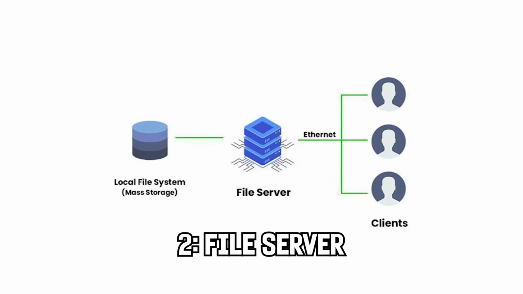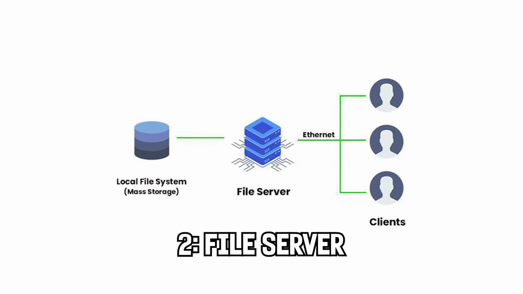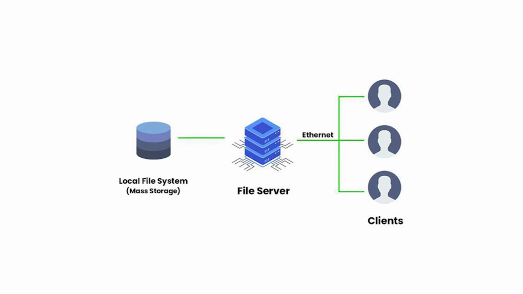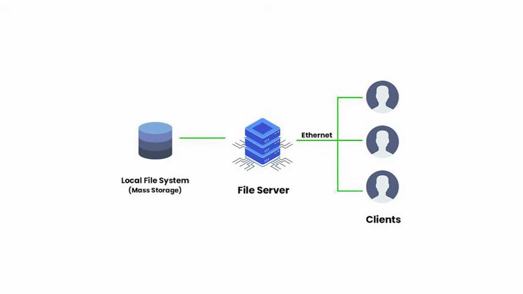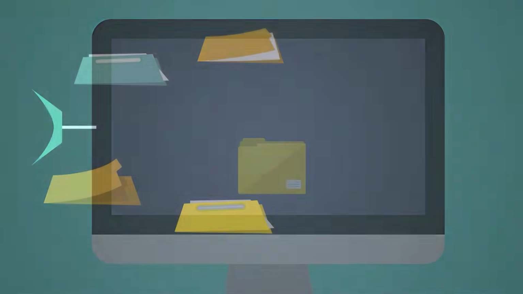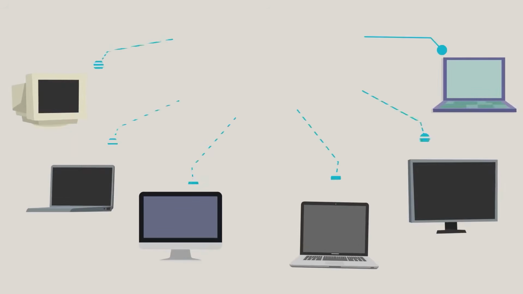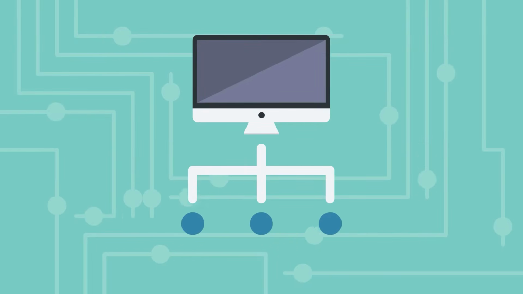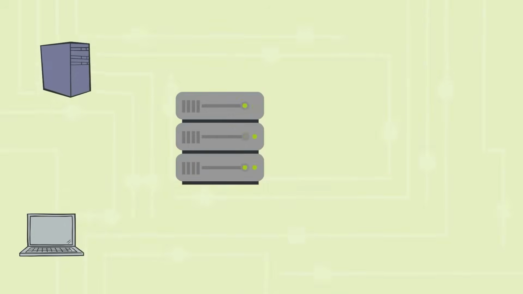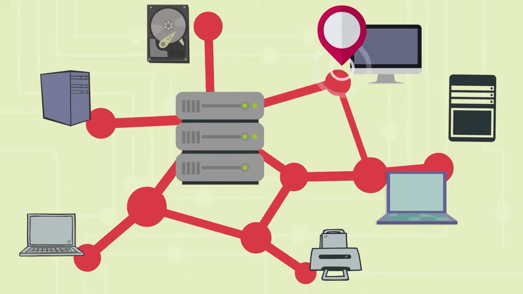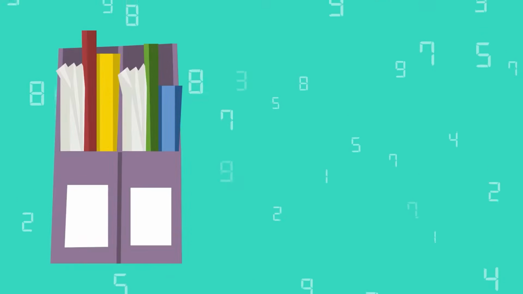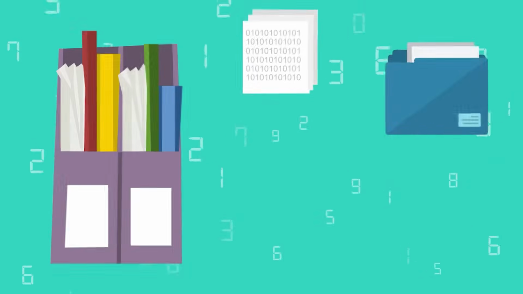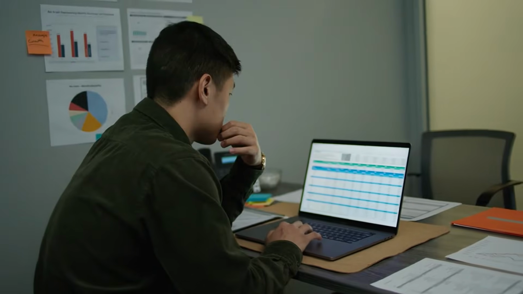2. File server. A file server is like a digital storage room for your documents, images, and videos. Instead of saving everything locally on a device, you can store files on a centralized file server. That way, everyone in a company, school, or family can access shared files from anywhere. For example, when you upload a PDF to Google Drive or download a company policy from your office intranet, you're likely interacting with a file server.